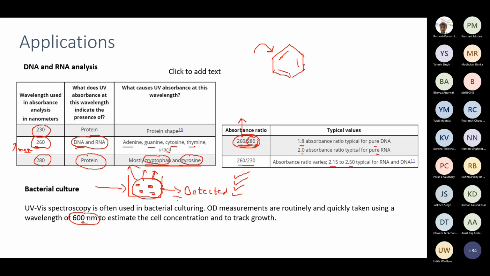The purity is determined by the ratio 260 by 280. When we take absorbance at 260 nanometer and 280 nanometer and divide the two absorbance values, if the value is 1.8, then it is pure DNA. If it is less than 1.8, then the denominator value is high, and 280 nanometer is the absorption maximum of protein. So if there is high protein, then this ratio will be less than 1.8. And if it is 1.8, then it is pure DNA. And if it is more than 1.8, then it is RNA, meaning the absorption at 260 nanometer is high.